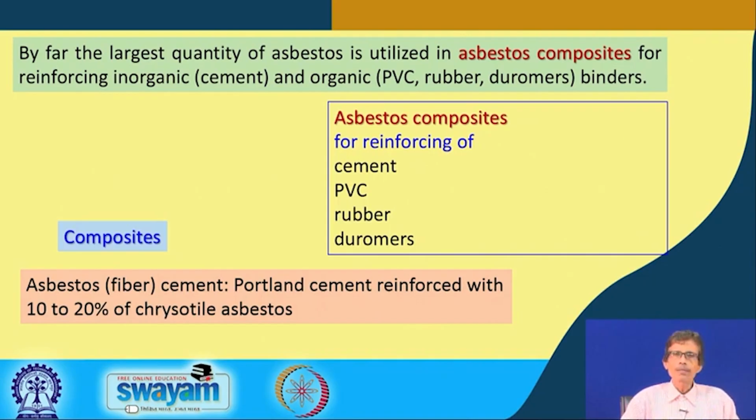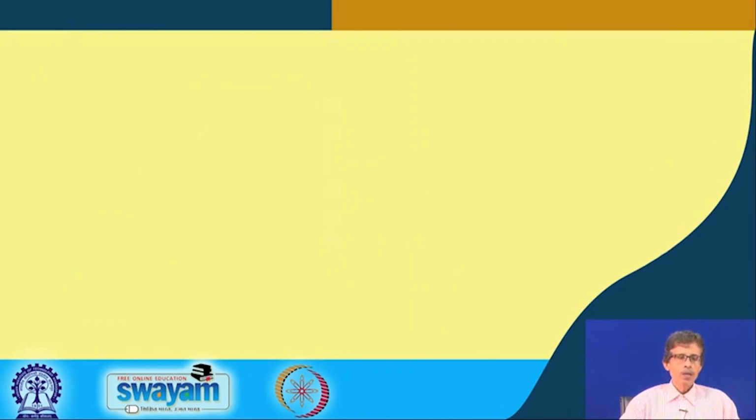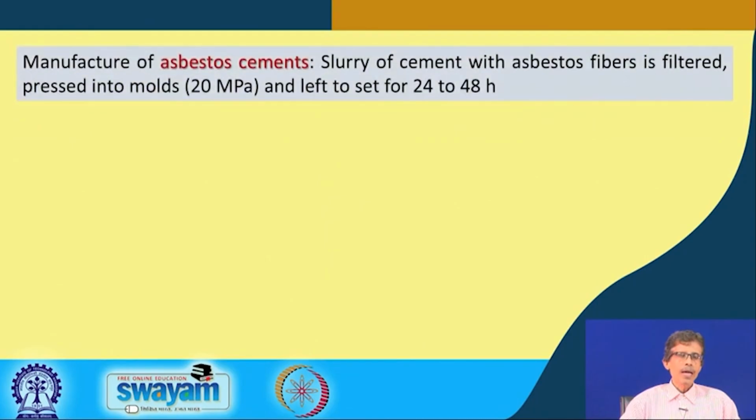So this Portland cement can be reinforced with up to a 10 to 20% introduction of the asbestos material, and chrysotile asbestos is added such that you can improve the cement material when we go for concrete making or any other type of use. So we see now how we make this asbestos cement.